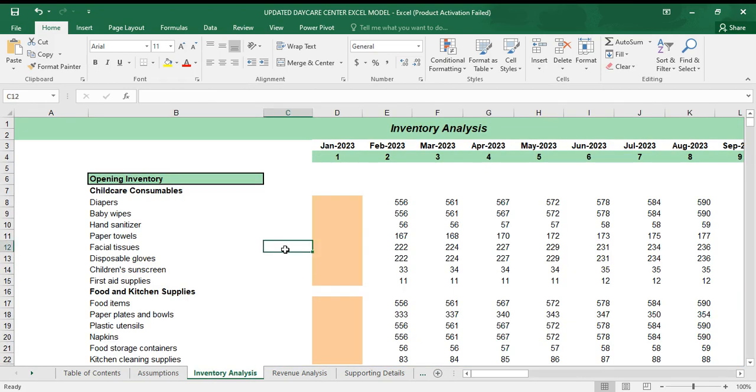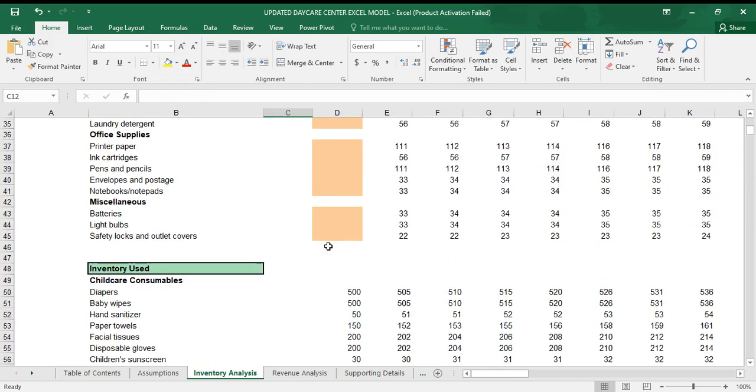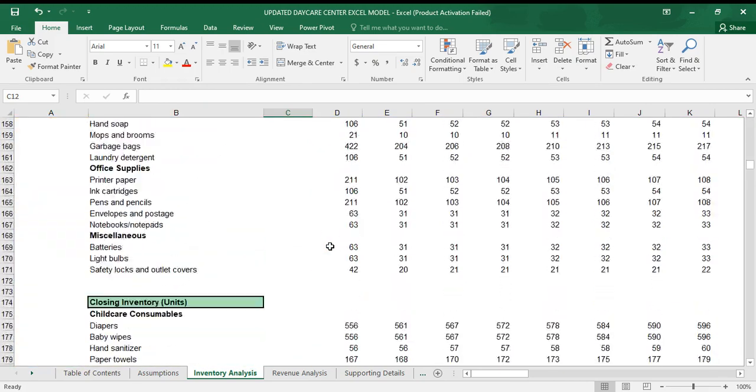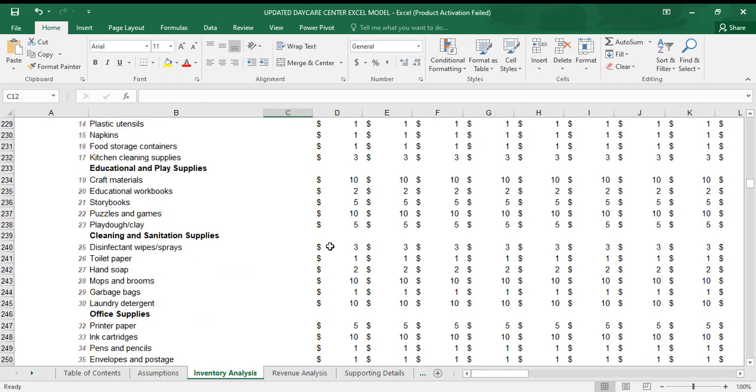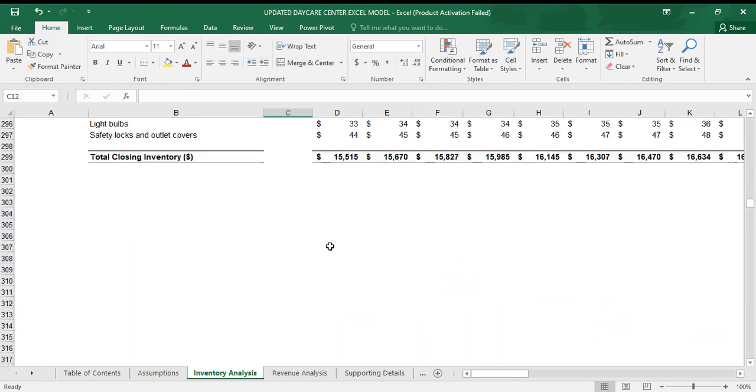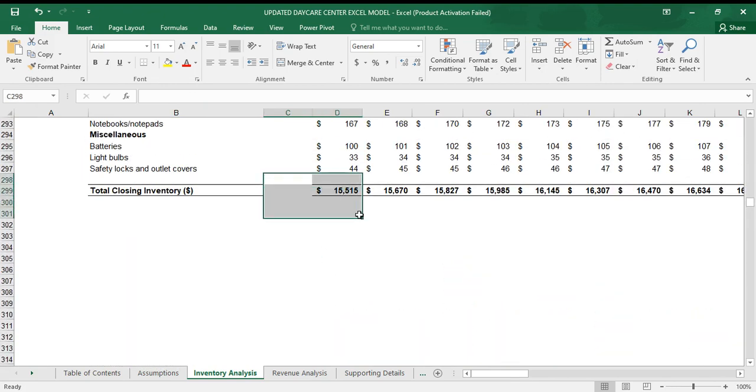In the inventory analysis sheet, we have calculated the opening inventory figures and closing inventory figures for this business, both in units and in dollars. You can see I have calculated the total inventory figure here.